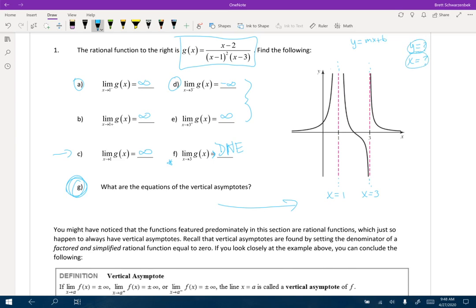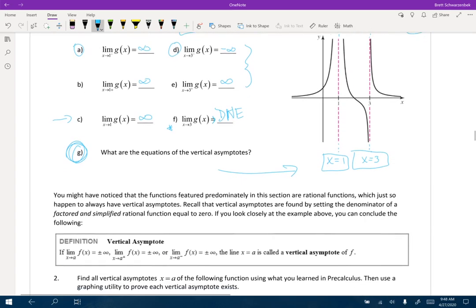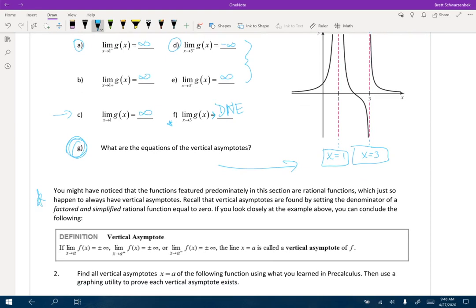Those are equations. So what is the actual equation? X equals 1 and x equals 3. So just a note up right here, it says you might have noticed the functions featured predominantly in this section are rational functions. Another word for rational, again, is fractional. Okay, just in case you are forgetting that.